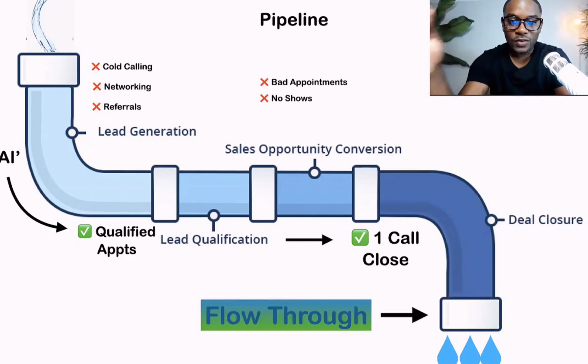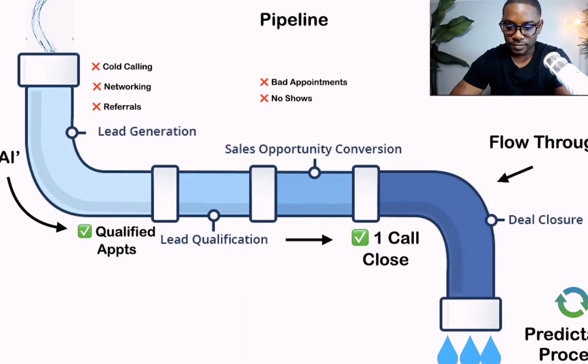And so what we call this is the flow through, right? So when you have automation, right, and you're getting qualified appointments and you're doing one call close, this opens the floodgates for your business. And this is what we call the flow through, right? And when you do all three of these things and you have them all together, this is when you have a rinse and repeat predictable process to take a stranger to a paying client in one single phone call.